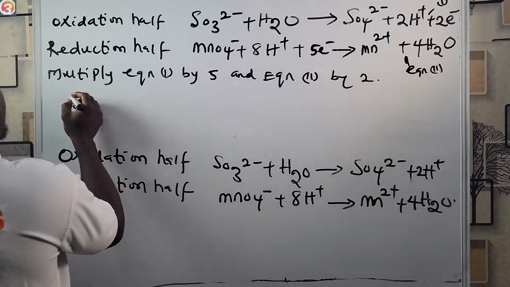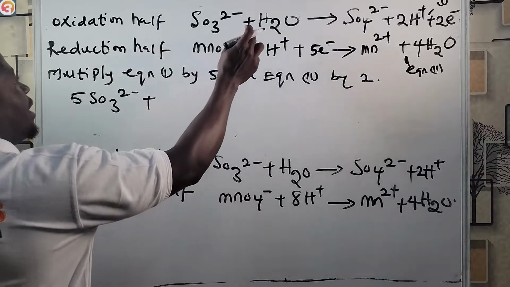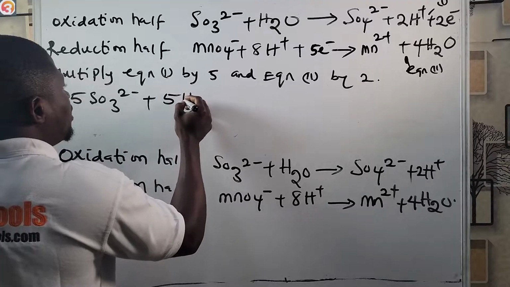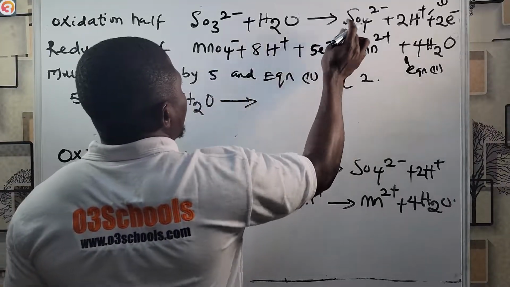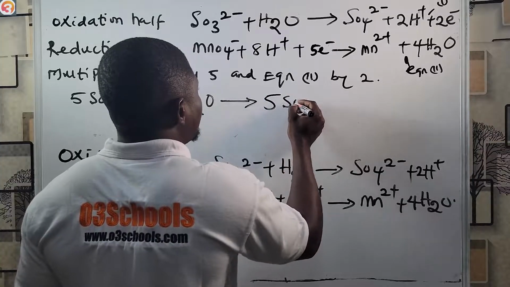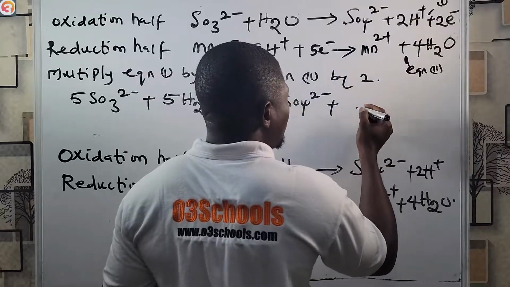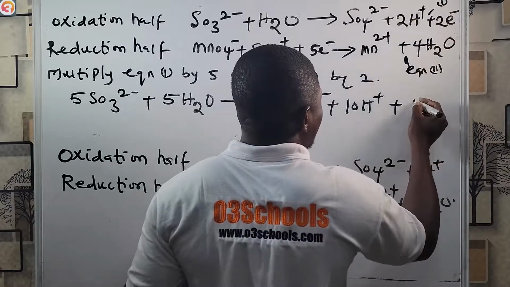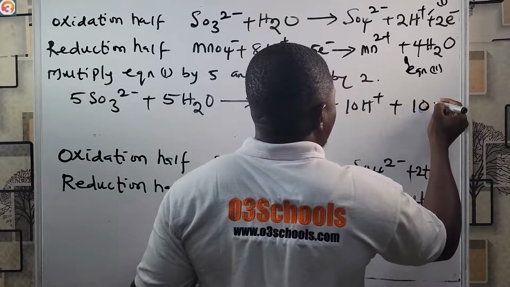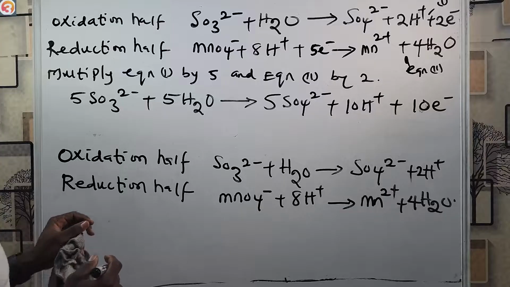So if we do that, this times 5 gives 5SO3 2 minus, plus 5H2O. It will give us 5SO4 2 minus, then plus 5 times 2H plus is 10H plus, then plus 5 times 2 electrons is 10 electrons minus.